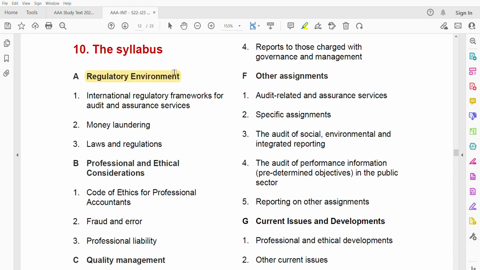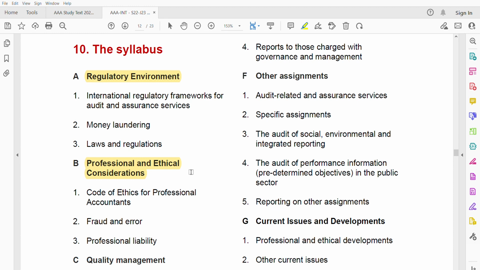All your rules and regulations for audit, money laundering, laws and regulations, international rules. This will come in your section A, 50 marks question. Section B is again ethics. This can come as A or B, but A definitely yes, because they told that it will be asked.